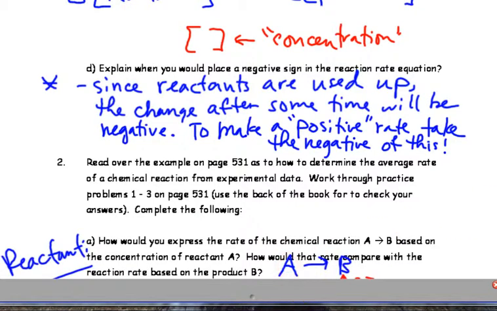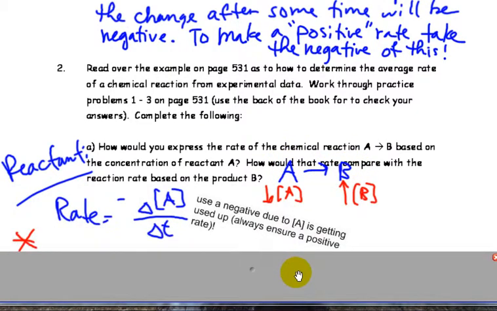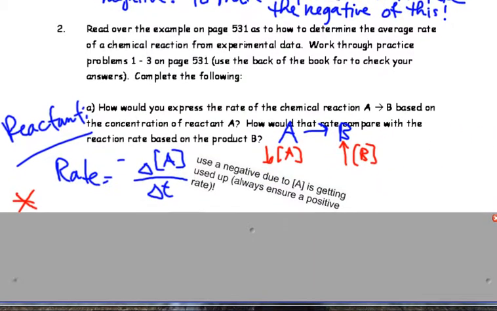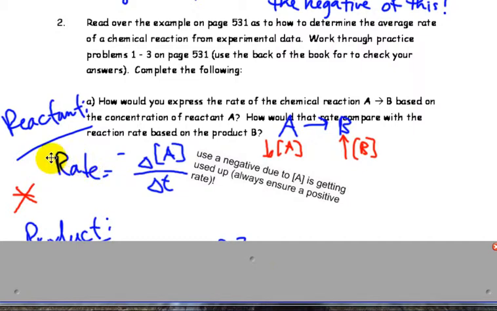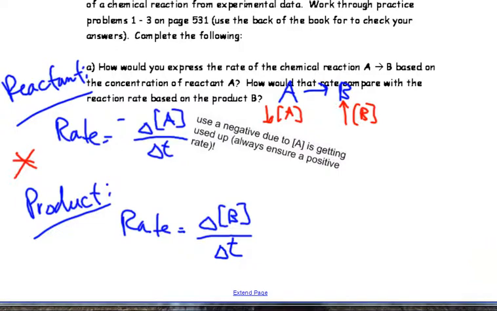So if we look at, for example, A going to B, reactant A forming product B, we of course know that A is going to decrease in value, B is increasing in value, so we set it up like this. The rate can be expressed as, if we put a negative in front, the change in A over change in T, with a negative to ensure that we always have a positive number. Or if we express the rate in terms of B, it's simply change in B over change in T, with no negative because it's going up in value.